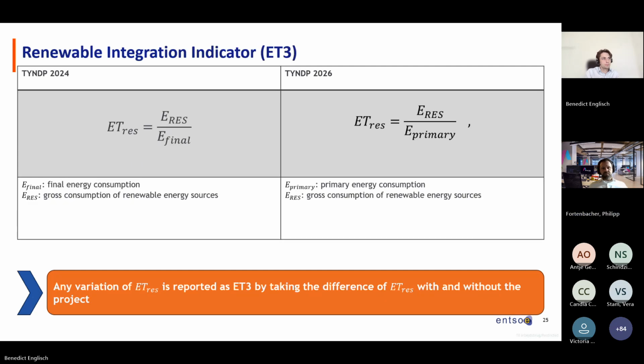Then the next indicator is the renewable integration indicator. Here we did a correction because in the former TYNDP we related the gross consumption of the energy resources to the final energy consumption. So we think it is better to use the primary energy consumption because that's already the input, and so we basically treat both as inputs to the system, and this is then also given with the new indicator with the correction. And then what we intend to do is just to take this indicator with and without the project and take the difference, and then any variation is a contribution to the renewable integration.